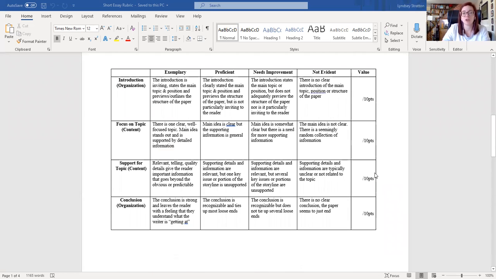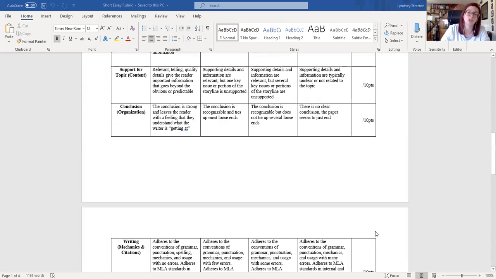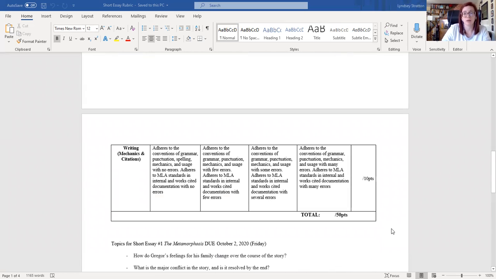All right, here is the rubric for how I'm grading you. Pretty standard. Your intro, your focus on your topic, meaning that you're not running off on tangents. And then the support: are you using quotes or not? If you're using textual evidence, then obviously you're going to get an exemplary. If you're not, then you're going to be either in needs improvement or not evident. Conclusion, and then of course your writing and mechanics.